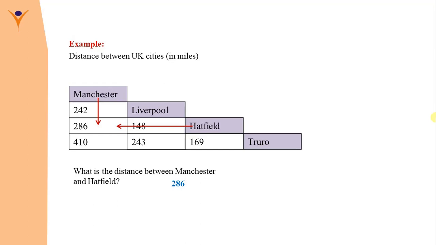Good. Then again here it says, what is the distance between Liverpool and Truro? Now we go to Truro and we look at Liverpool. We do the same thing. We trace an arrow from both towns and see where they intersect. So 243 miles. That's the distance between Liverpool and Truro.